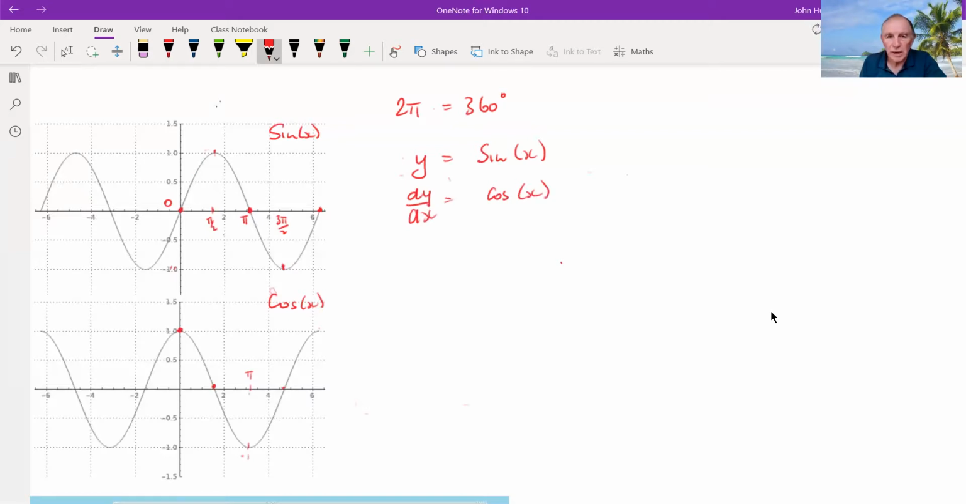So this is y equals sine x, and the gradients are given by the cosine curve. Not only that, but if we do it the other way around, we actually find that if we have that situation, y equals cosine of x, then the gradients are given as the negative of the value of the sine at that corresponding point.